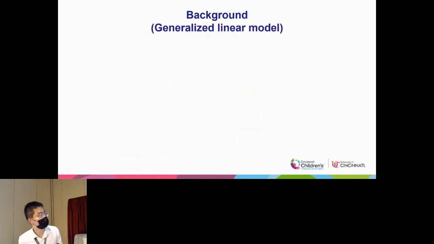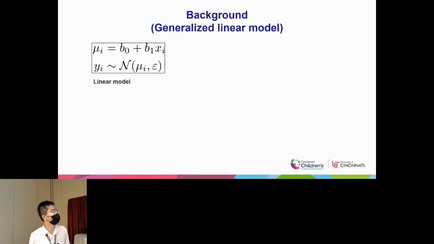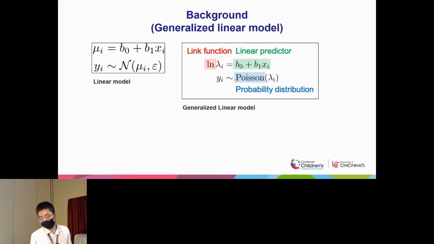Additionally, another background is the generalized linear model. A linear model is a very simple regression model. And in the generalized linear model, people introduce a link function in combination with a probabilistic distribution, like the Poisson distribution or negative binomial distribution, to mimic count data.